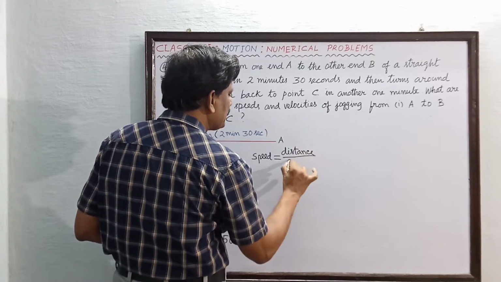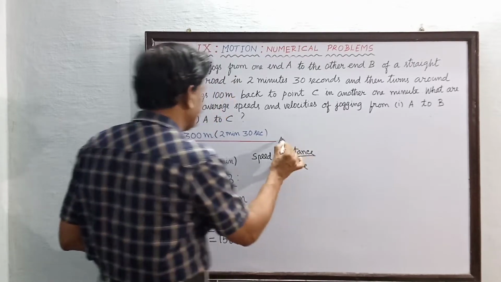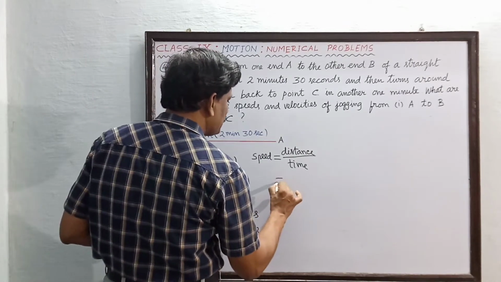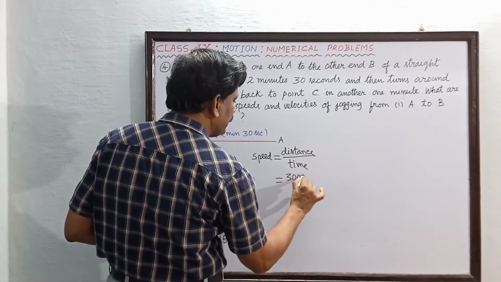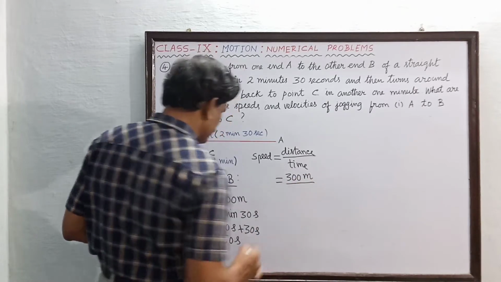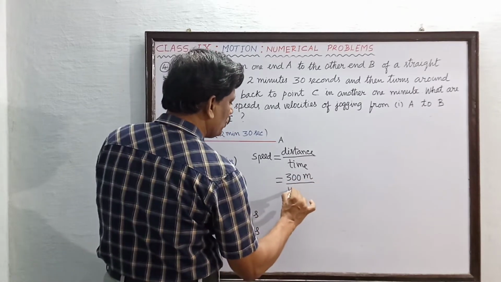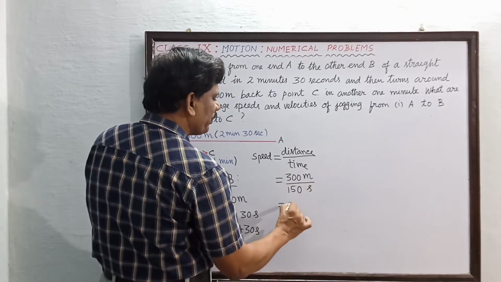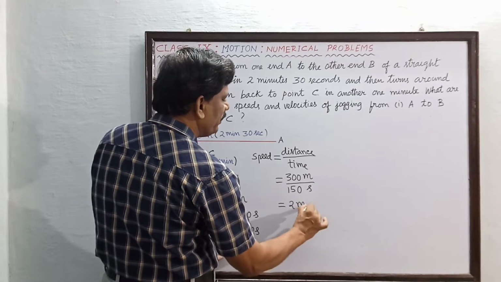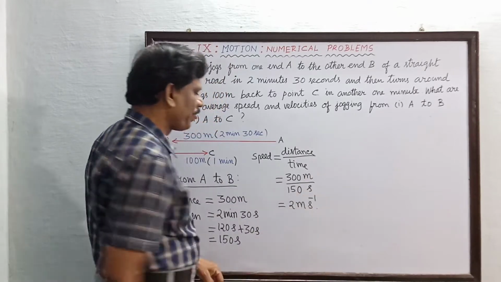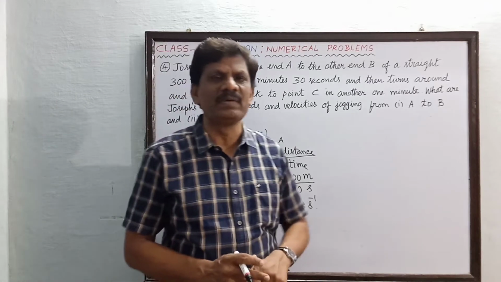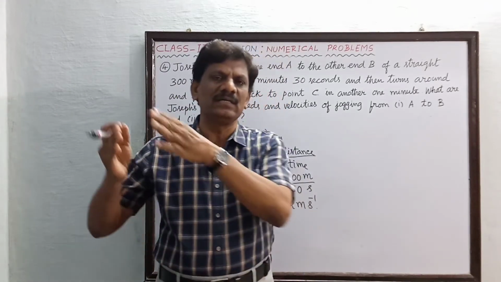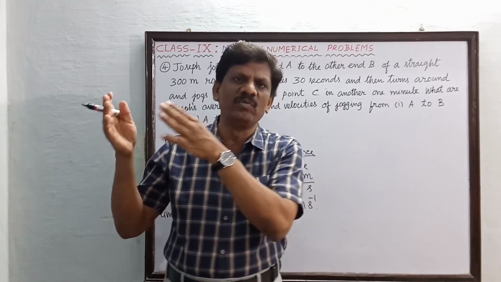Therefore here the speed is equal to distance by time. So what is the distance traveled between the points A and B? It is equal to 300 meter. So this speed is equal to 300 meter divided by 150 second. So this must be equal to 2. So this is 2 meters per second. So the speed is equal to 2 meter per second. Have you all understood?